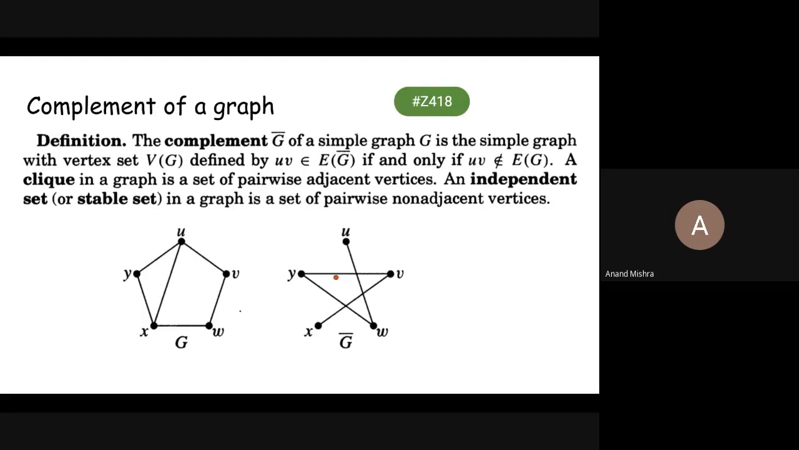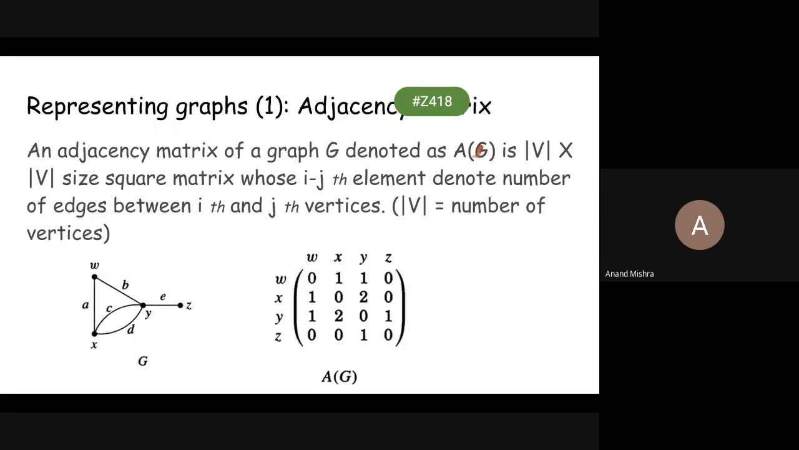And you can definitely also think about the independent set and clique. They will also change in some way, right? So we should pay attention to that also. Okay, so this is called the complement of a graph.